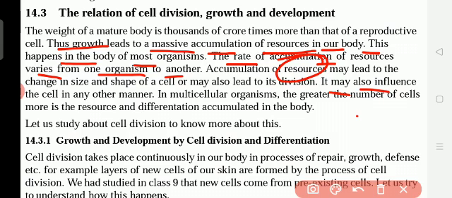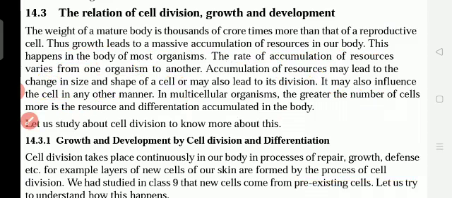So it may also influence the cell in any other manner. In multicellular organisms, multi means many, the greater the number of cells, the more is the resource and differentiation accumulated in the body. The more cells we have in the body, the more food resources accumulate. That means it takes place in the body.